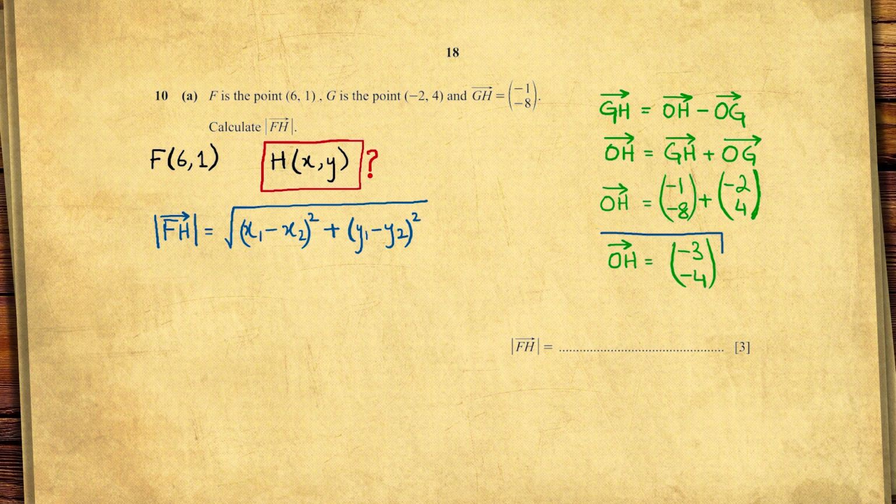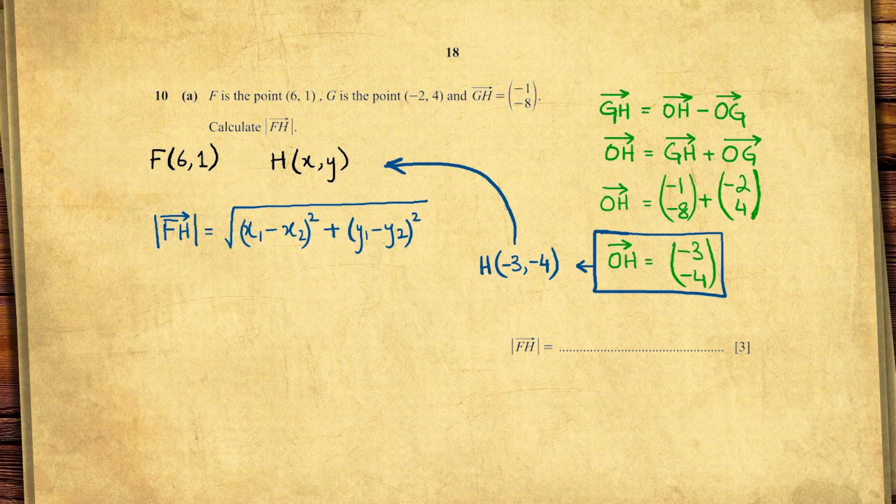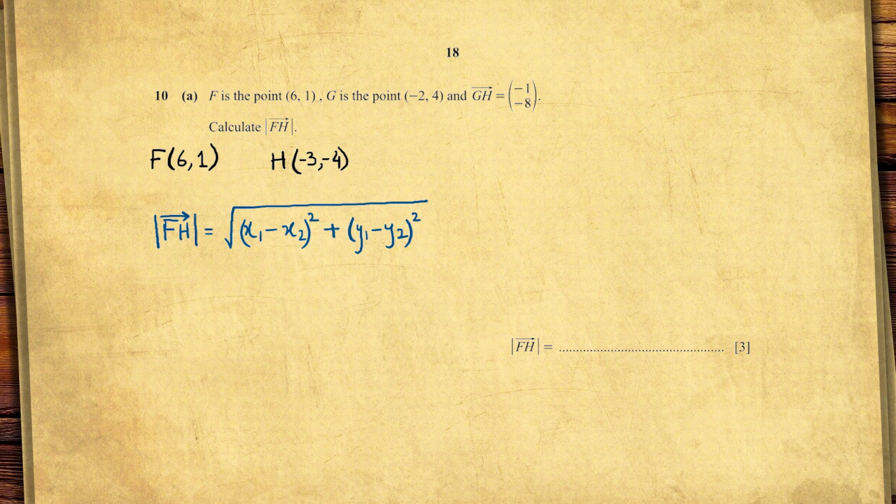This is the position vector of the point H, and from this we can get the coordinates of the point H. That will be (-3, -4). So we have the coordinates of the point H, (-3, -4). Now we can use this in the distance formula to calculate the length of the vector FH.